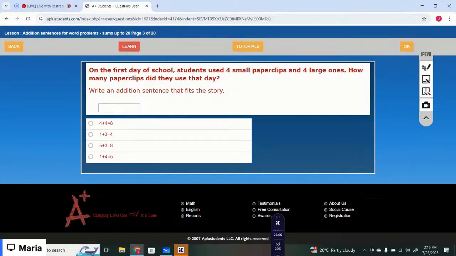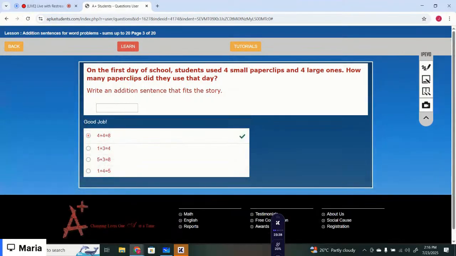On the first day of school, students used four small paper clips and four large ones. How many paper clips did they use that day? So four small and four large. So 4 plus 4 makes, very good, 8 it is. Option number 1 is the correct option.